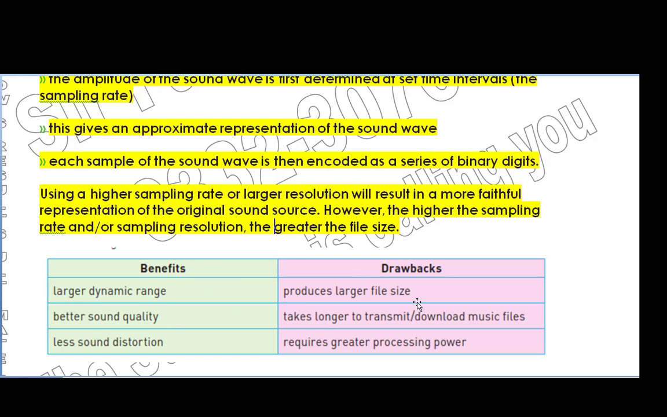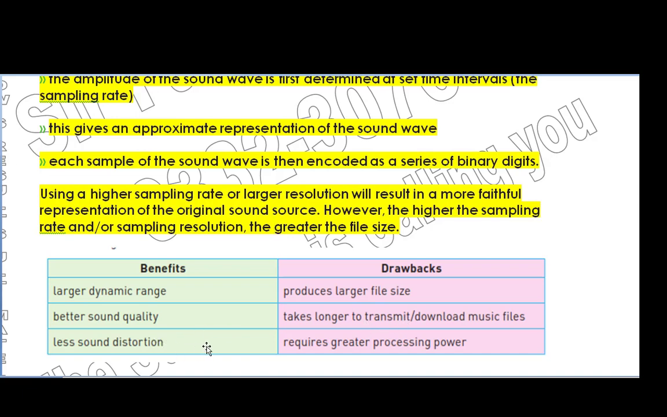Let's discuss the benefits and drawbacks. Larger dynamic range, of course, means more detailed sound, which helps you recognize multiple sound effects. If it has a larger dynamic range, you can easily tell which sound it is, or what the musical instruments are. But the drawback is that it produces a larger file size. Next benefit is sound quality, but it takes time to download or upload the music files.